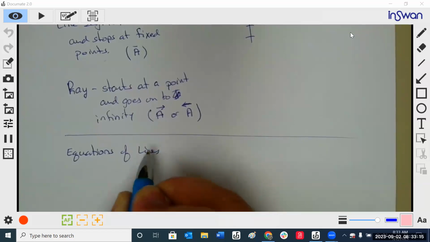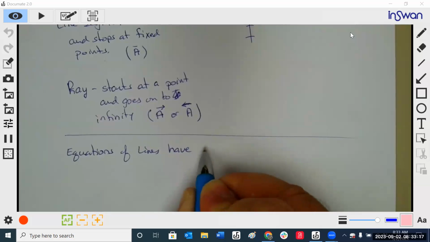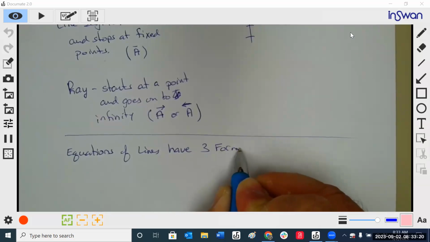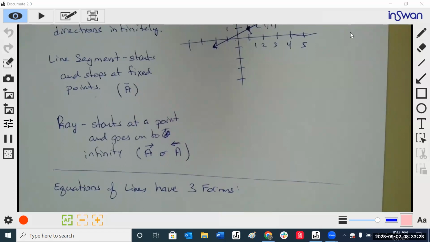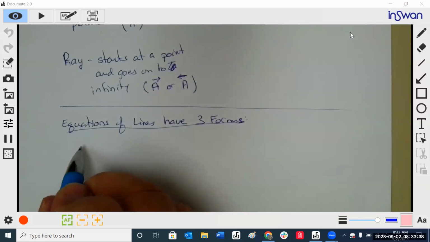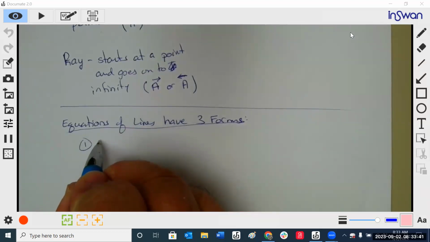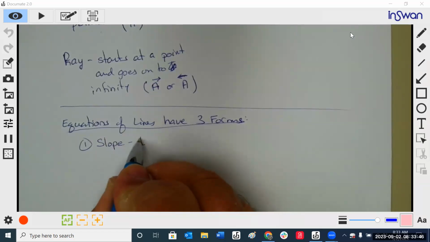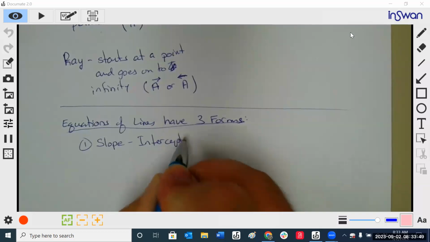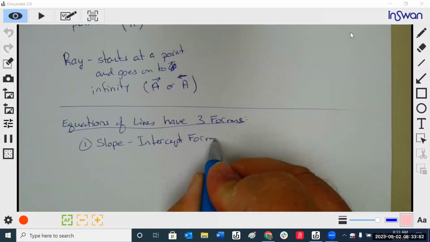Equations of lines have three forms. It's just the way they're written, and they have different names for those. The first one we call slope-intercept form.